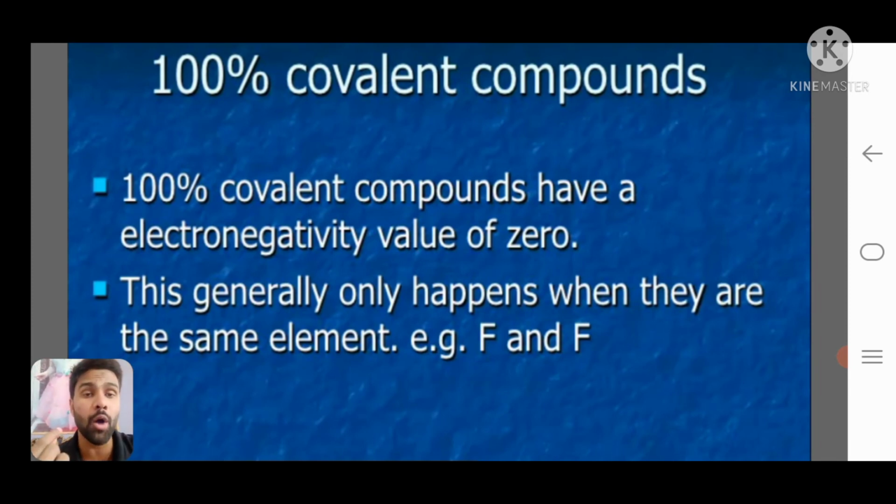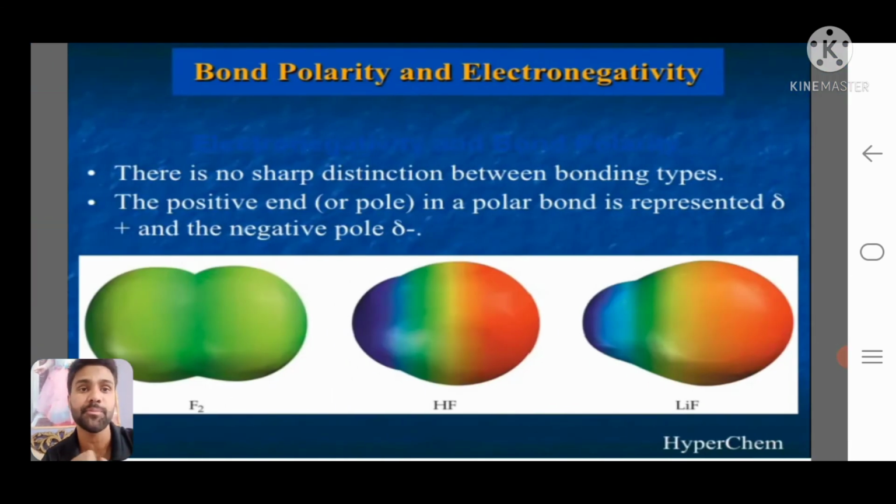And 100% covalent compounds have an electronegativity difference of 0. This generally only happens when the atoms are the same element: fluorine and fluorine, hydrogen and hydrogen, chlorine and chlorine, Cl2, F2, the hydrogen molecule. These are non-polar molecules and 100% covalent because both atoms have the same electronegativity. This is bond polarity and electronegativity.